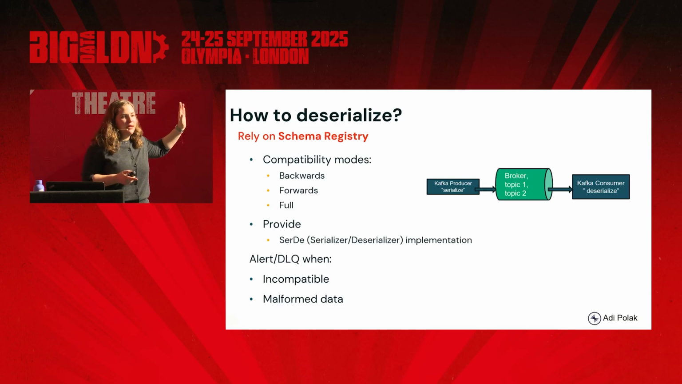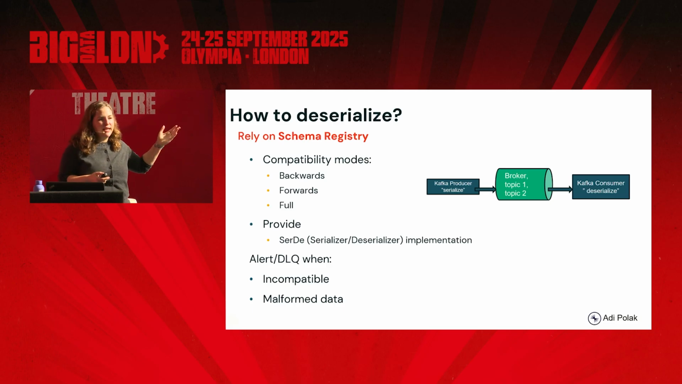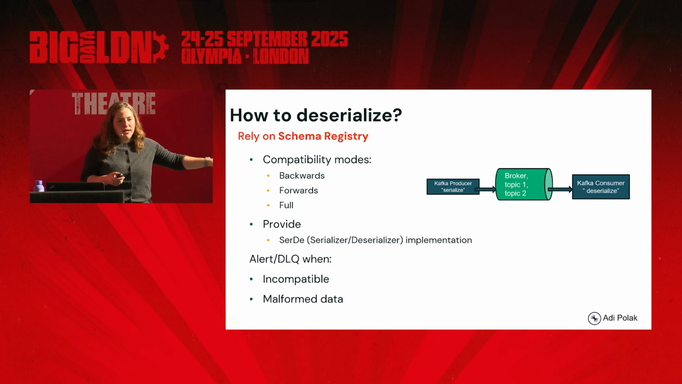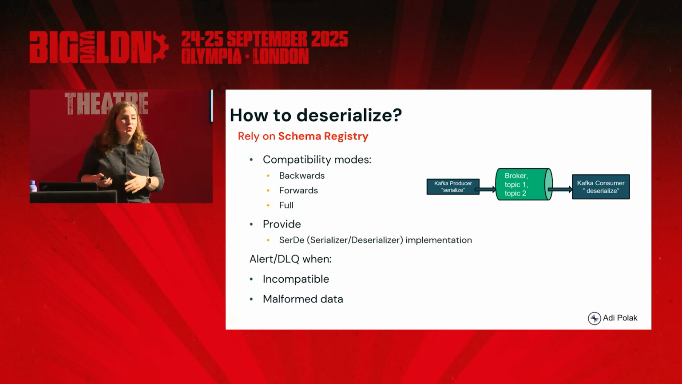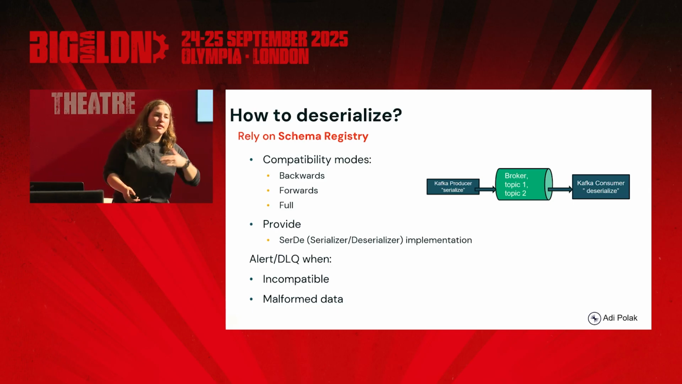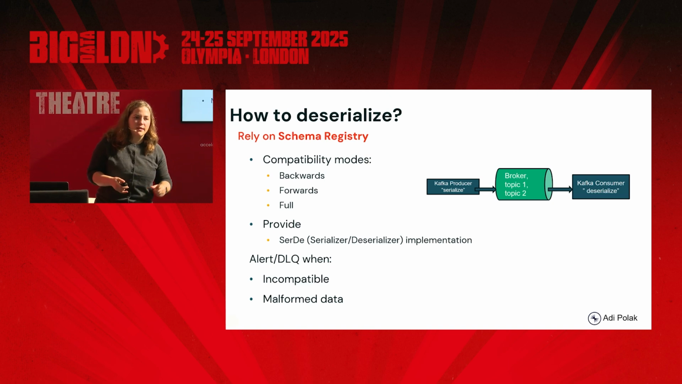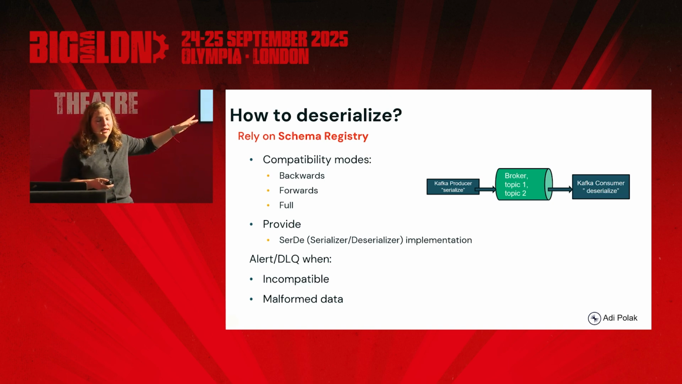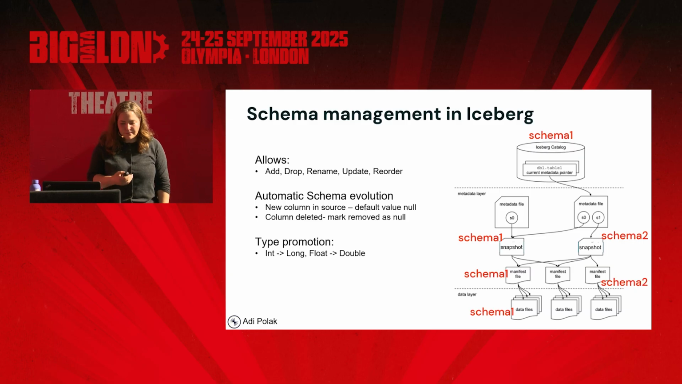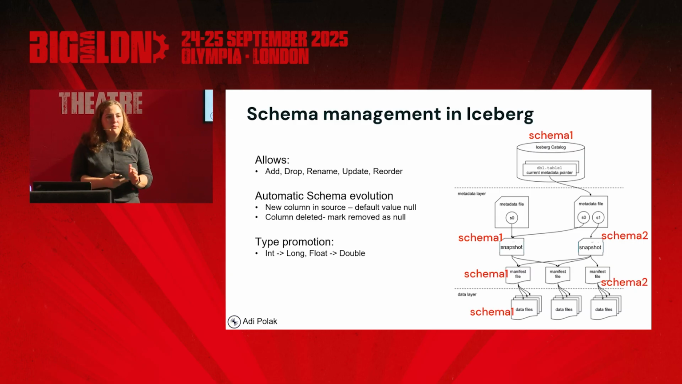Like I mentioned before, if something is out of schema, doesn't work as I expected, dead letter queue is the pattern that I'm using, essentially meaning I'm sending it to a different Kafka topic. Later on, I can monitor and put the alerts, and that's going to help me with maintenance and reliability of my system. Now let's talk about schema management in Iceberg.